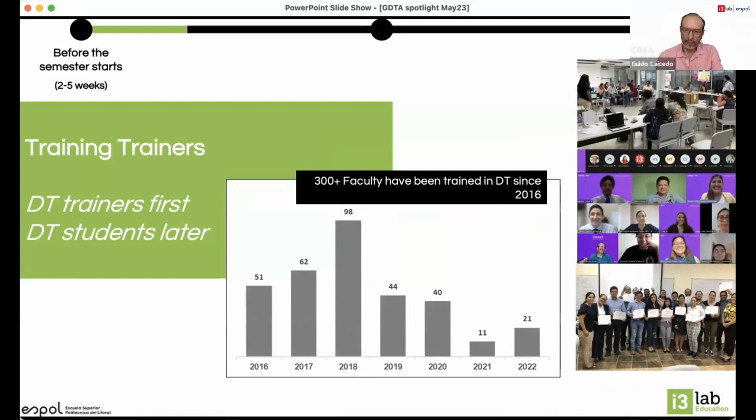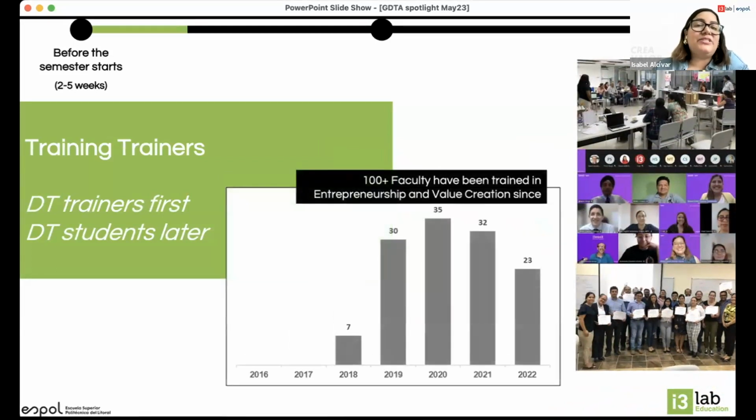But this is not only what we want them to know, we also want to promote entrepreneurial mindset and value creation. So we also educate them on that. And since 2018, we have been training more than 100 faculty on these topics. This is a way in which we make sure that our faculty is actually trained in what we want them to transmit to the students throughout the semester at the analysis and problem solving course.